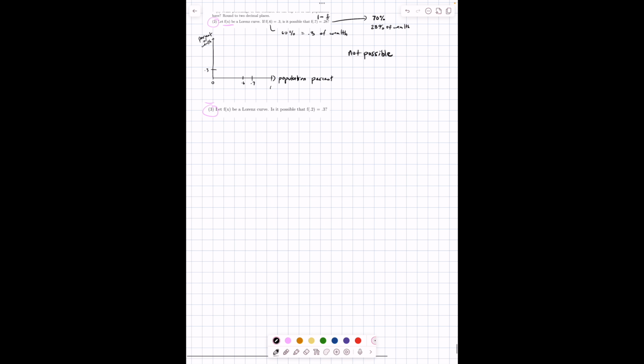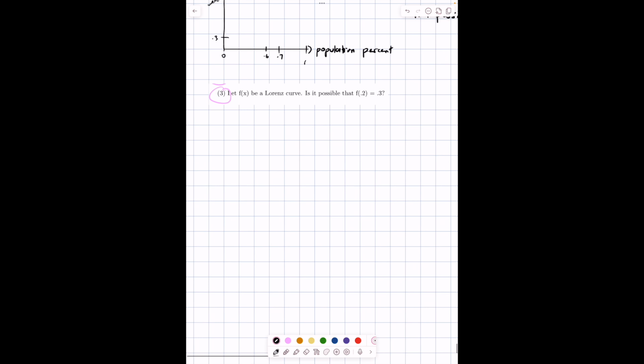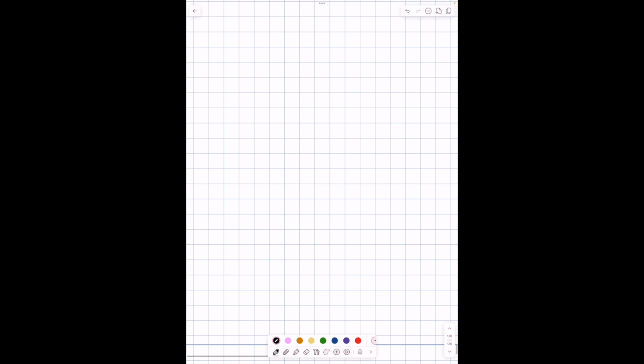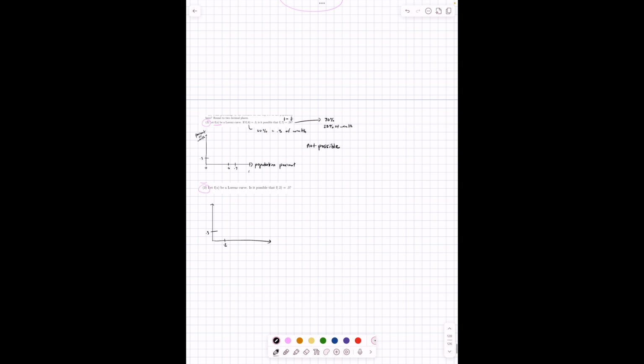Now let's answer number three. This is a very similar question, but it's just asking for one value. We want to say that for 0.2 of the population, is it possible that they have 0.3 of the wealth? And the answer is yes, it totally is possible.